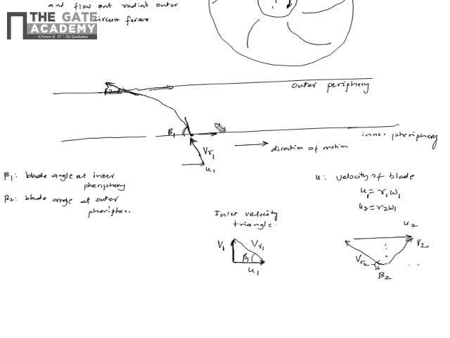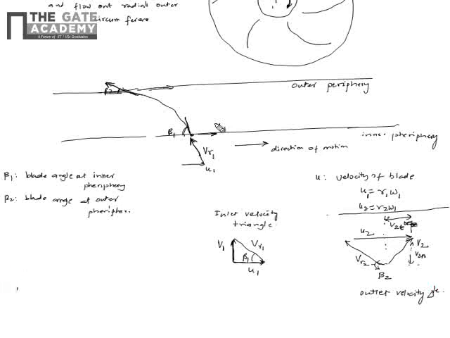Now this is u2, let me write it here. If I resolve V2, it has two components: V2t, the tangential component, and V2n, which is the normal component. So this is the outlet velocity triangle.